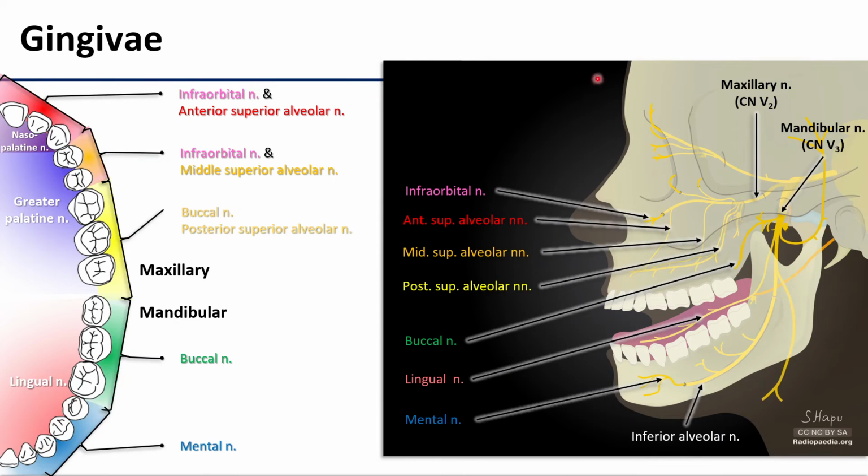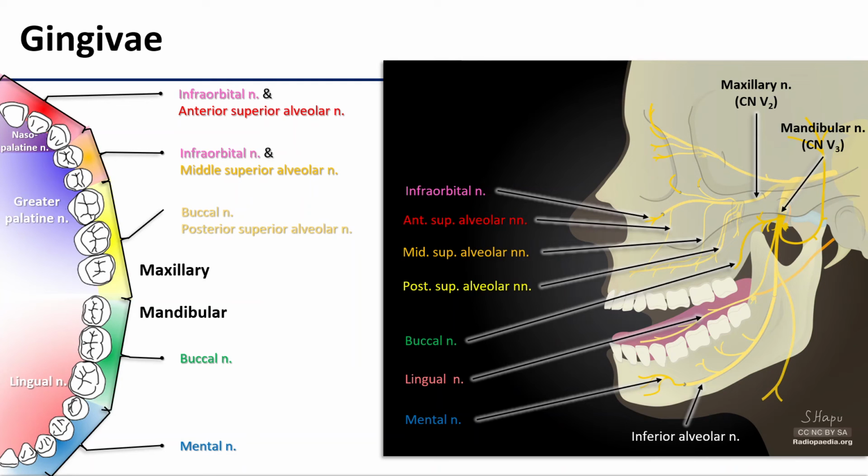Now, the general pattern here is that the maxillary gingivae are innervated by branches of the maxillary division of trigeminal, and the mandibular gingivae are innervated by the mandibular division. So obviously we have a pretty glaring exception to this here with the buccal nerve innervating some of the maxillary gingivae, but in all other regions this pattern will hold.